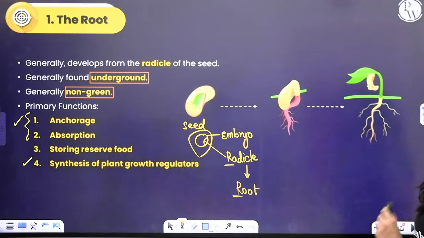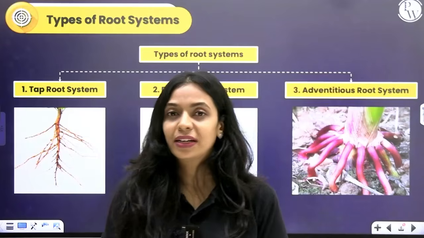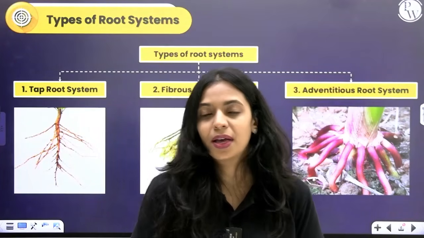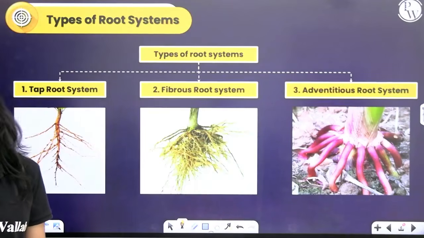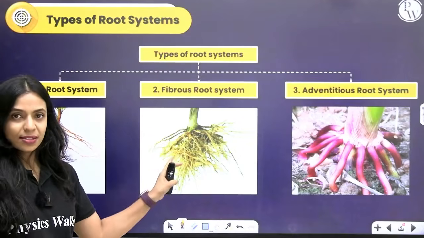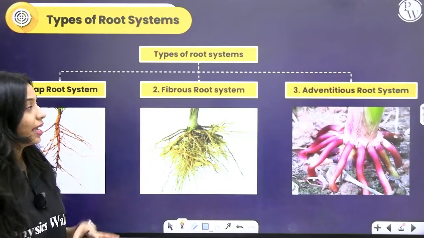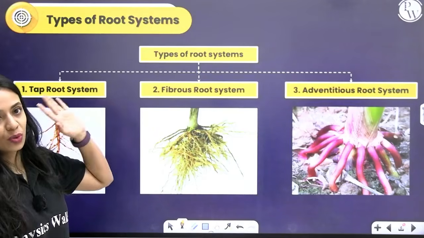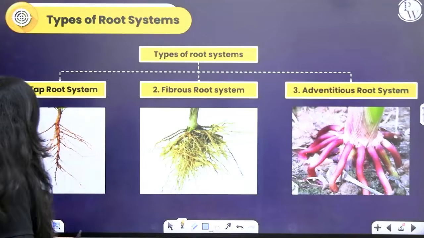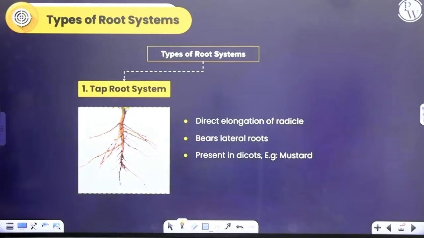Now, we'll talk about the different types of root systems. We have three different types of root systems: a taproot system, a fibrous root system, and an adventitious root system. Either taproot system or fibrous root system will absolutely be present in a plant. In addition to either of these, in some species you can see an adventitious root system as well. So we learn about the differences between these three types of root systems, starting with the taproot system.